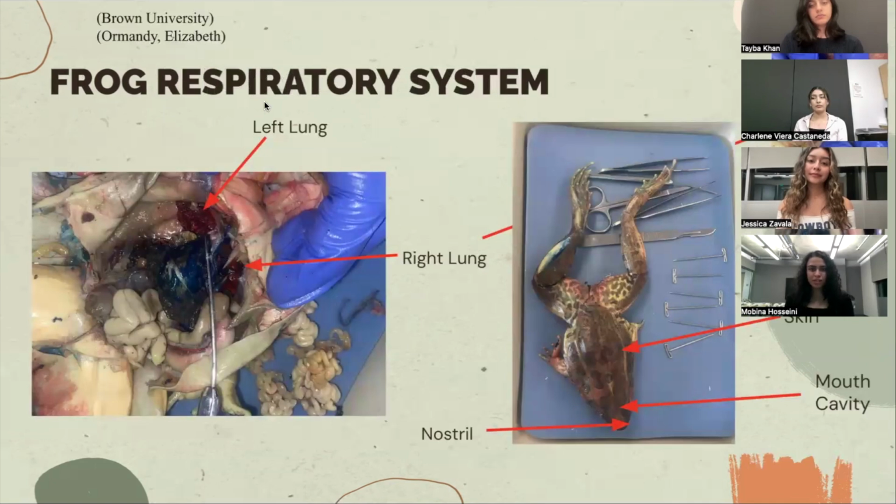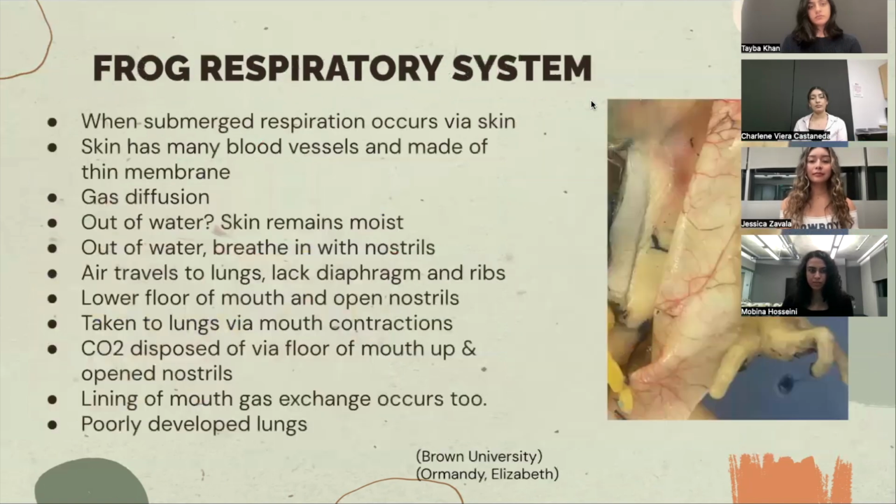Frog respiratory system. Frogs can respire both in and out of water. When submerged, oxygen is absorbed through their moist skin via gas diffusion. On land, they breathe through their nostrils and lungs, even though their lungs are not as developed as mammals. The frog's respiratory system includes trachea, larynx, and alveoli, which facilitate gas exchange.